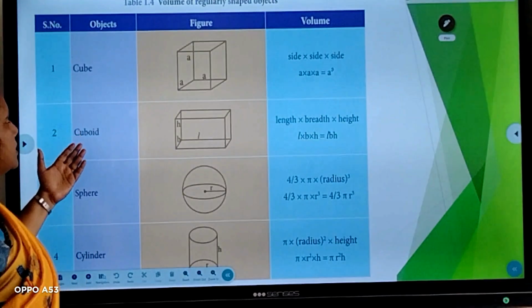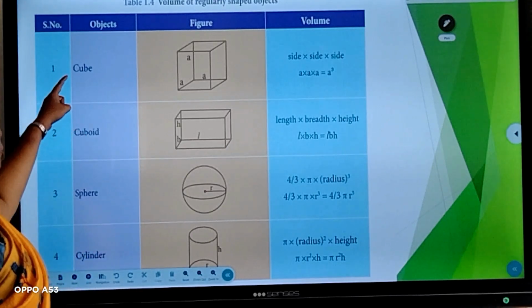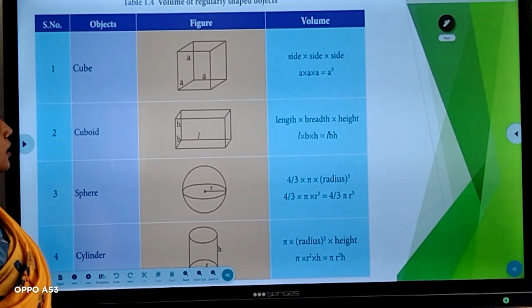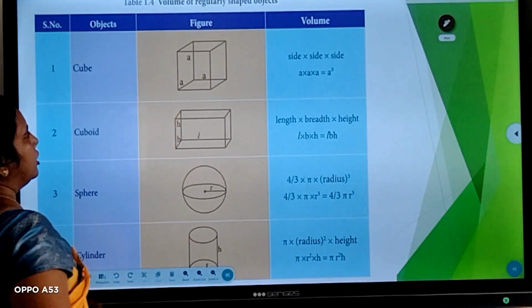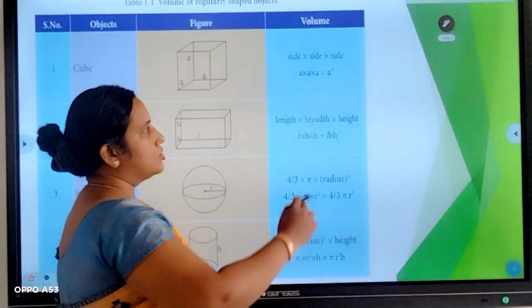And these are some examples for the 3D shapes, children. Cube, cuboid, sphere, cylinder are some of the examples for the 3D shapes. For cube, how to find the volume for cube? There is a formula: side into side into side. So side represents A.